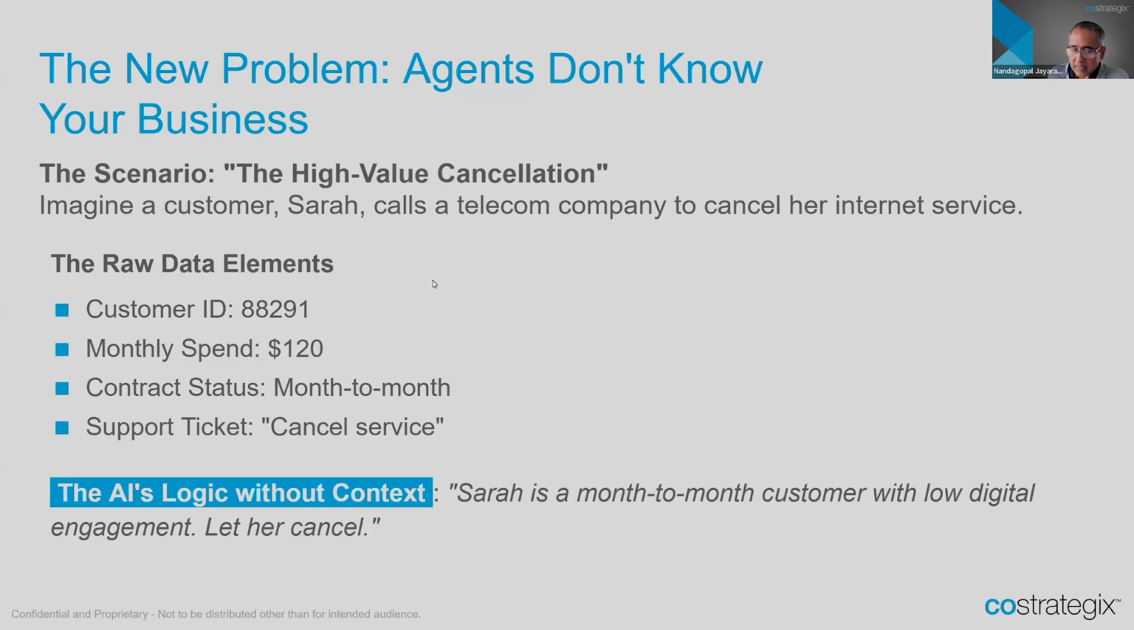And the AI's logic, or an agent's logic without the context, is: Sarah is a month-to-month customer with low digital engagement, so let her cancel, right? In fact, it might do so with very little friction. That's part of the customer experience when they want out. It might even make it easy to do that.